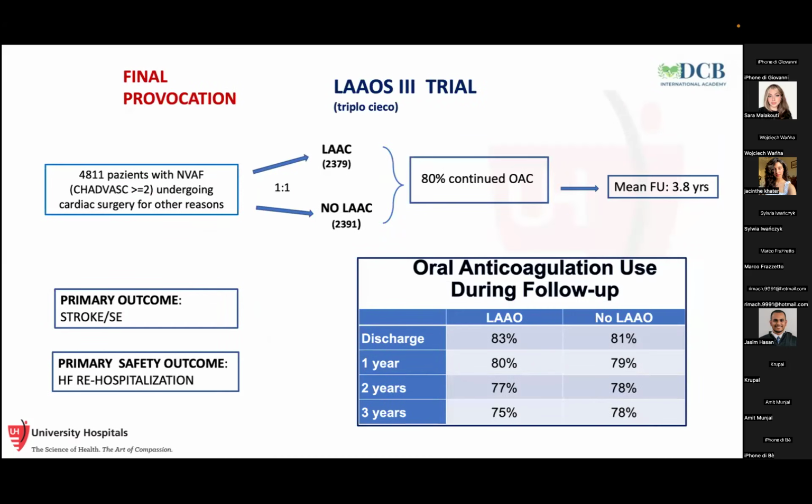This is my final provocation. These are the last 3 trials. This is the trial on cardiac surgery patients. This type of trial is very important because it changed the guidelines, and 4,800 patients were randomized to left atrial appendage closure or no left atrial appendage closure. These patients were undergoing cardiac surgery for other reasons, and obviously all had atrial fibrillation, and the cardiac surgeon decided whether or not to close the left atrial appendage. All these patients, this is important, continued the oral anticoagulant therapy, 80%, with a mean follow-up of 4 years.